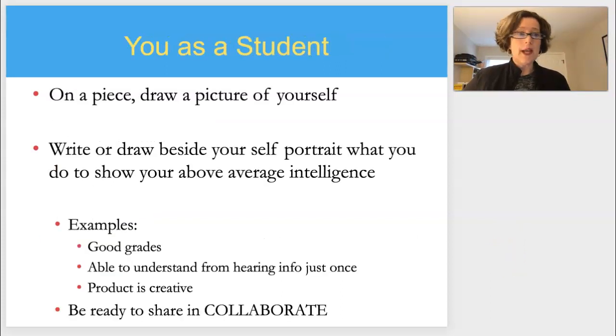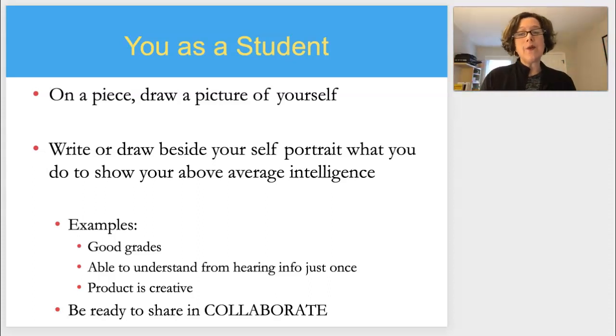Okay, so what I want you to do is get you thinking about your own sense of self as a student. On a piece of paper, draw a picture of yourself. It can be a stick person, it can be an elaborate drawing, whatever, it doesn't really matter.